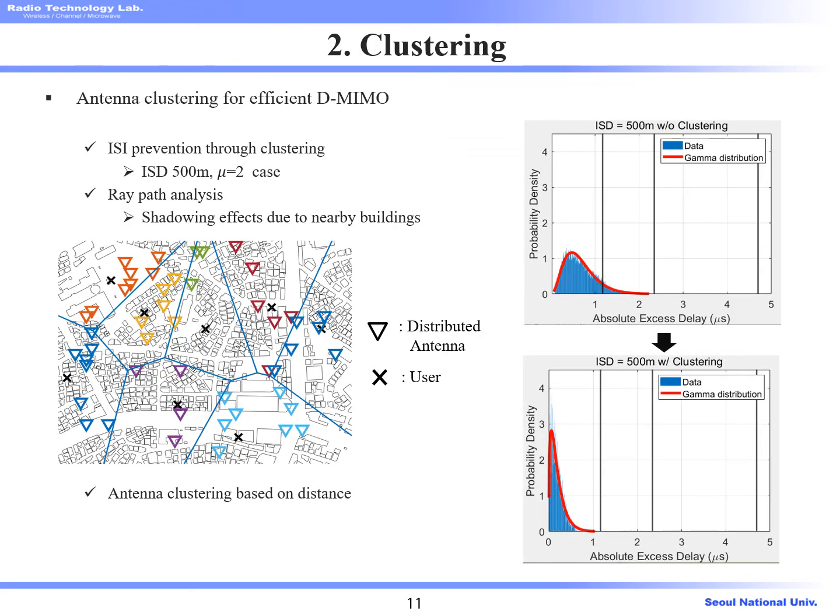To combat the previous result of performance loss due to intersymbol interference, we considered antenna clustering based on distance. As the absolute access delay is more likely to get longer as the cell size increases, we thought it would be logical to divide the cell into multiple antenna clusters with smaller cell sizes. Our goal was to prevent any of the access delay exceeding the CP.